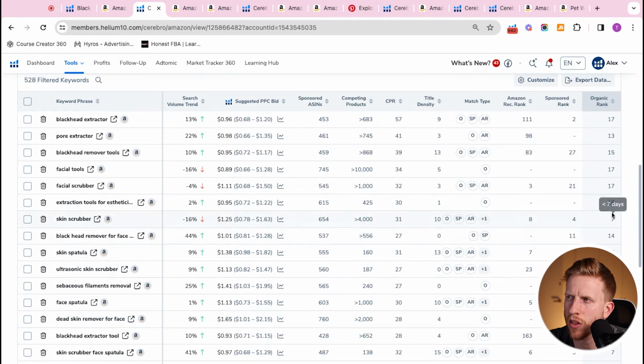So what we want to find is where it ranks the best. Like this one, dead skin remover, it ranks really well for that. 777. So this one as well, skin scrubber, skin spatula, skin scrubber.